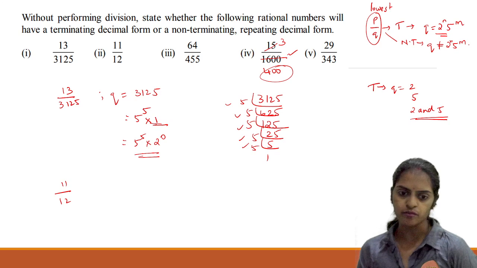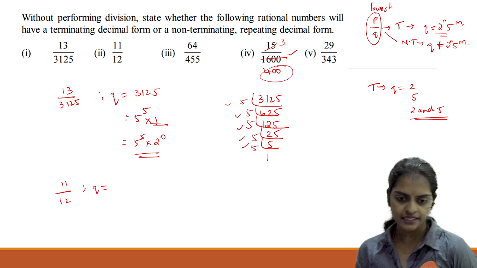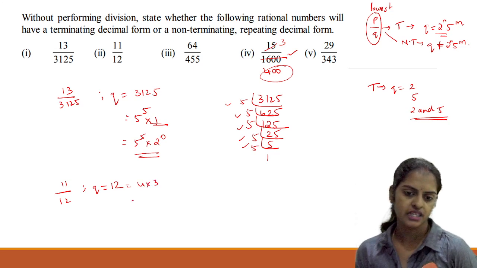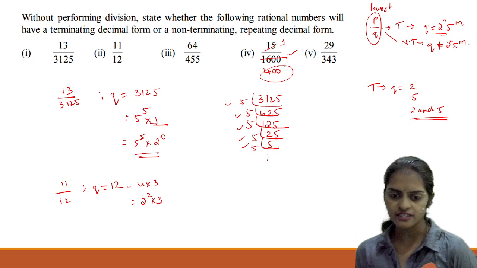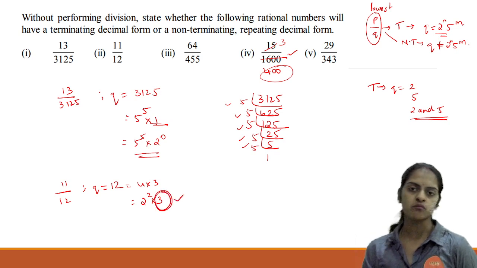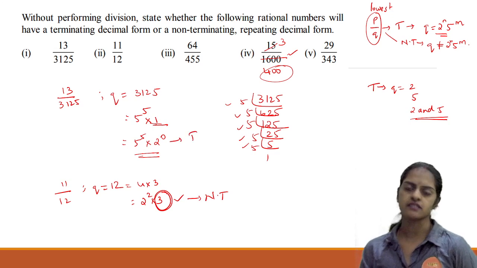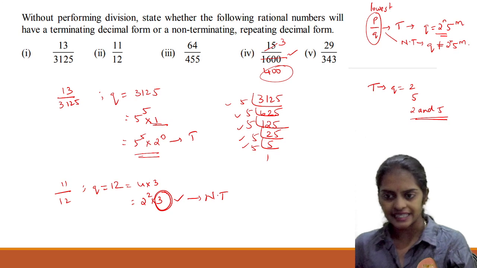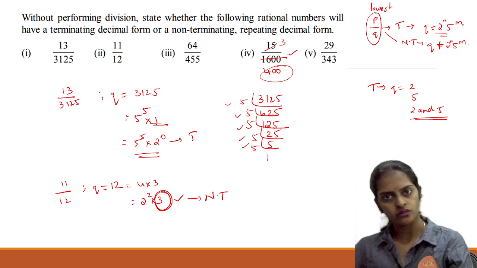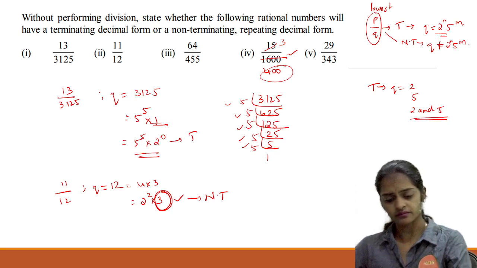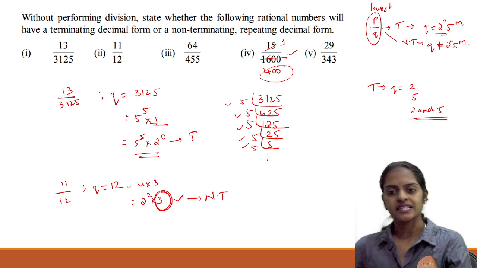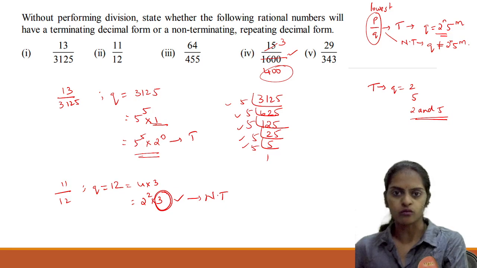So it is already in the simple form, so I cannot cancel it. So I'm taking the denominator 12. 12 can be written as 4 3s, or 4 is 2 square, into 3. So as I told you, if I have any other number here, what is this? Non-terminating. This was terminating. This is non-terminating. Clear now? Is this concept clear to you, everyone? So please do the rest 3 as homework.